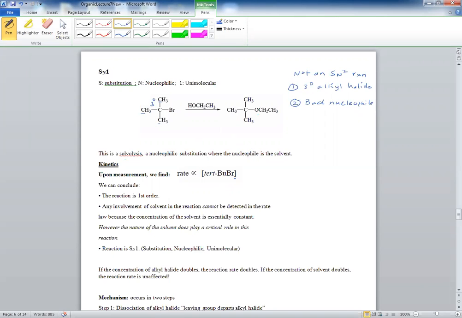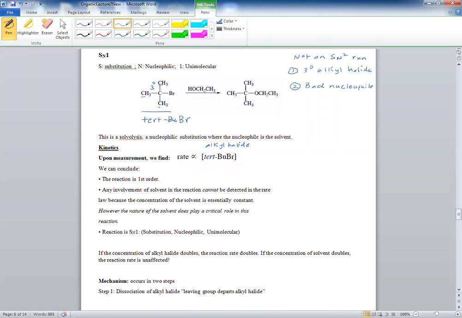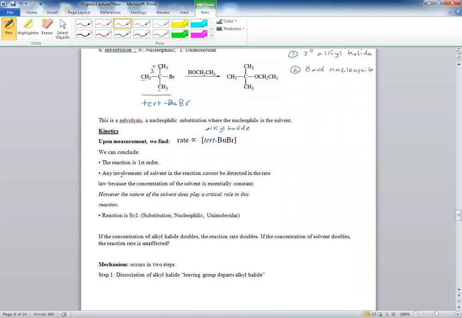So upon experimental measurement, we find that the rate only depends on the alkyl halide. In this case, it's the tert-butyl bromide, because that's a butyl group. So we conclude that the reaction is first order. Any involvement of the solvent cannot be detected in the rate law because the concentration of the solvent is essentially constant. However, the nature of the solvent does play a critical role in this reaction.